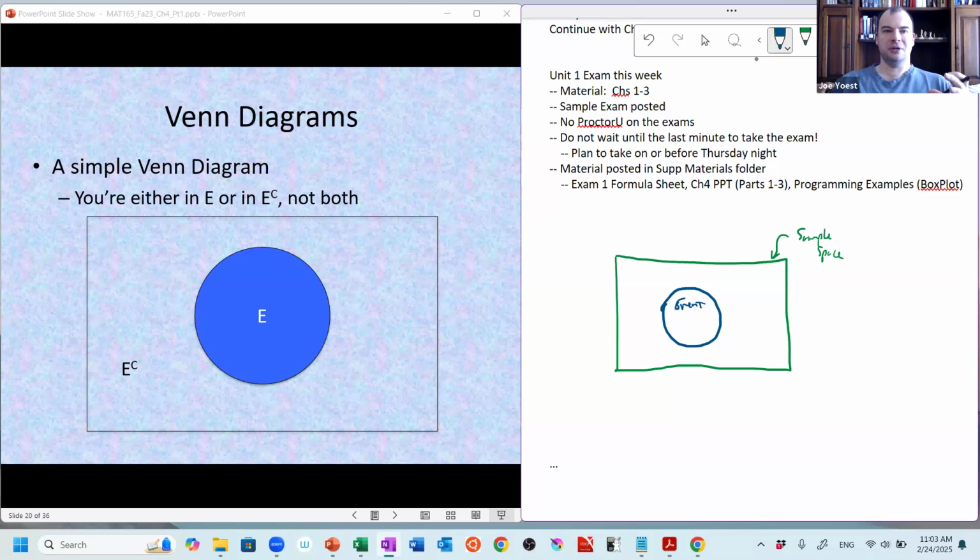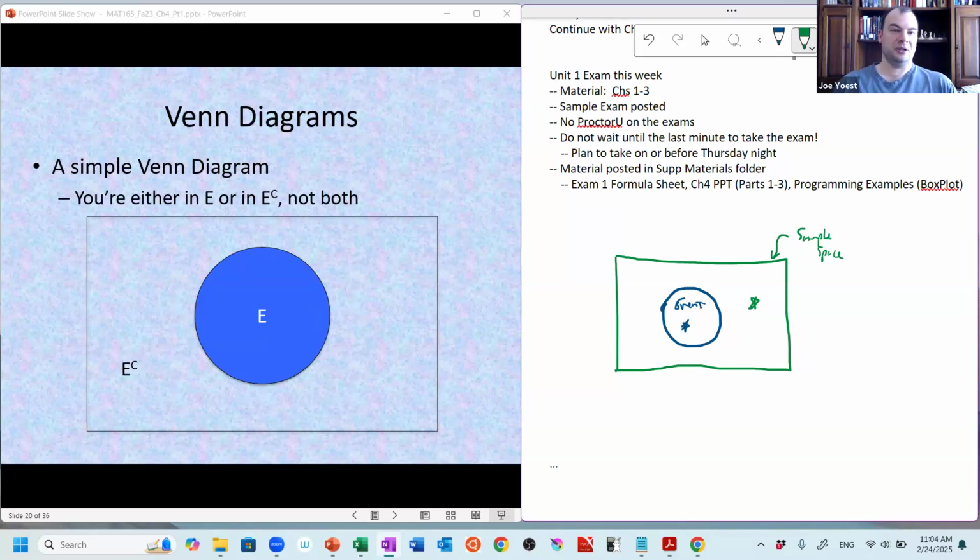Again, the size of the circle, whether it's small or large, doesn't correspond to the probability. This is just an abstract representation. So there are some outcomes in my sample space that are also in the event. There are some outcomes in my sample space that are not in the event.